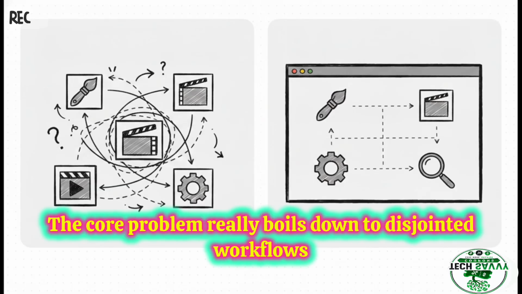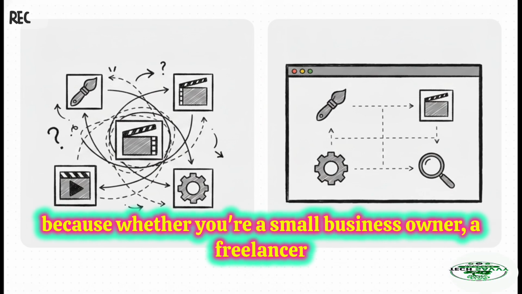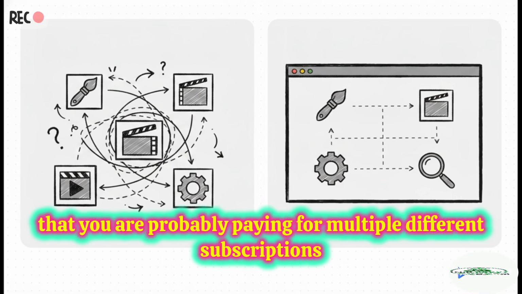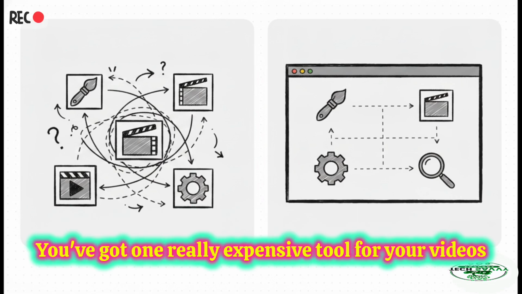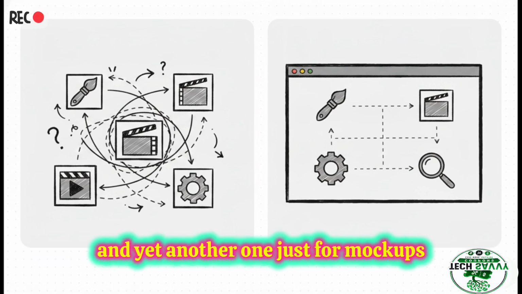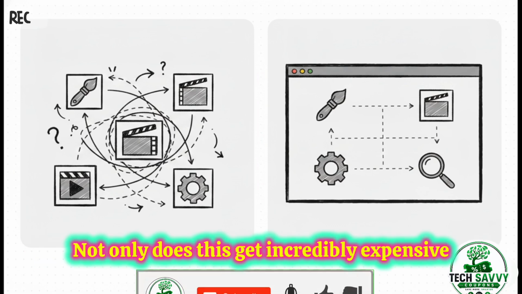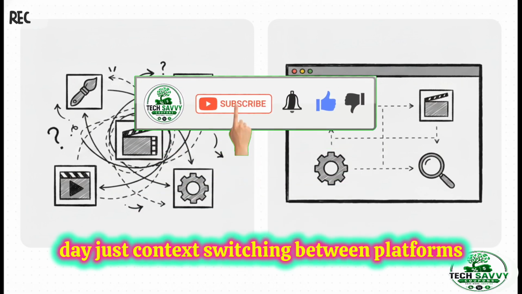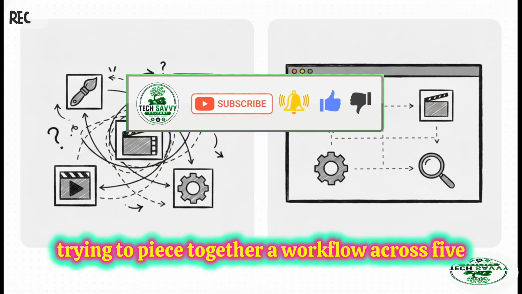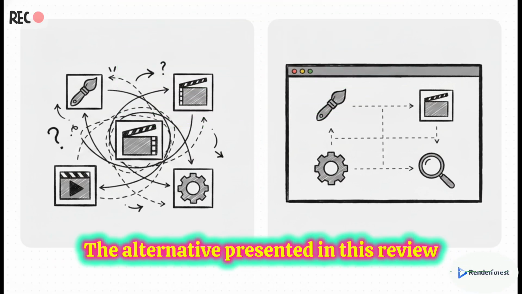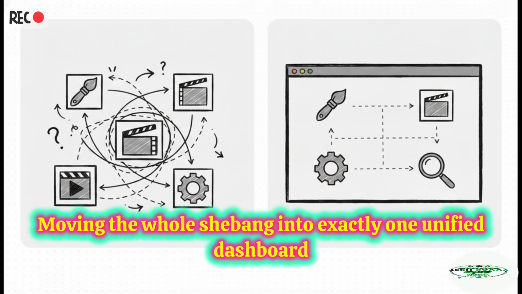The core problem really boils down to disjointed workflows, because whether you're a small business owner, a freelancer, or a digital marketer, the source points out that you are probably paying for multiple different subscriptions. You've got one really expensive tool for your videos, an entirely different one for your logos, and yet another one just for mockups. Not only does this get incredibly expensive, but it also wastes a massive amount of your day just context switching between platforms, trying to piece together a workflow across 5 or 6 totally different websites. The alternative presented in this review, moving the whole shebang into exactly one unified dashboard.